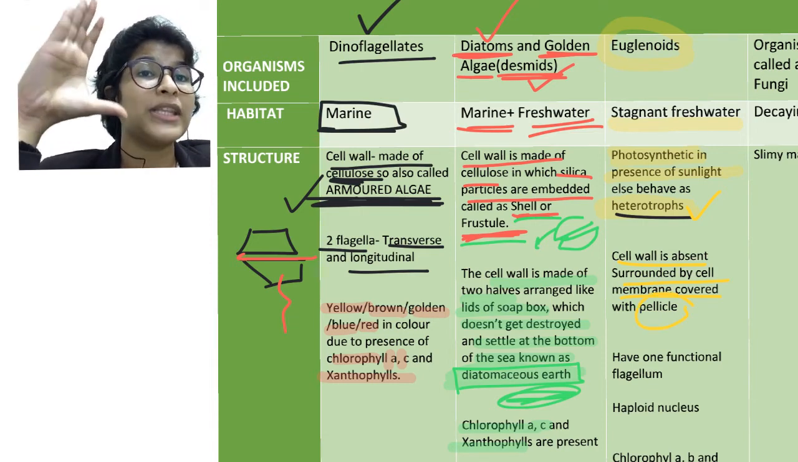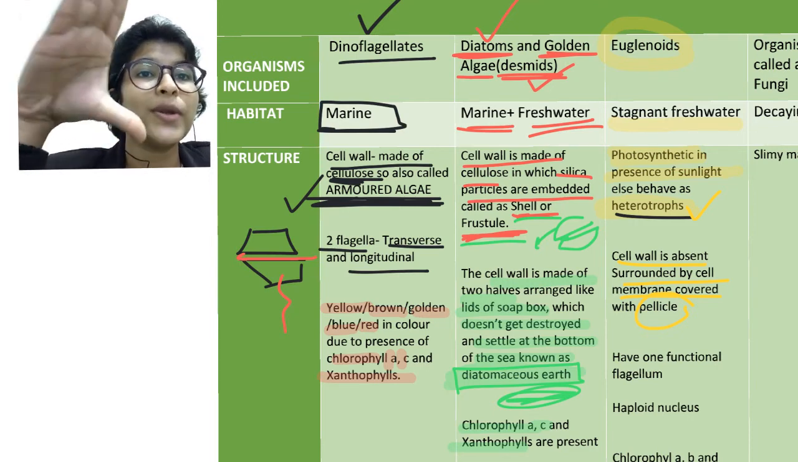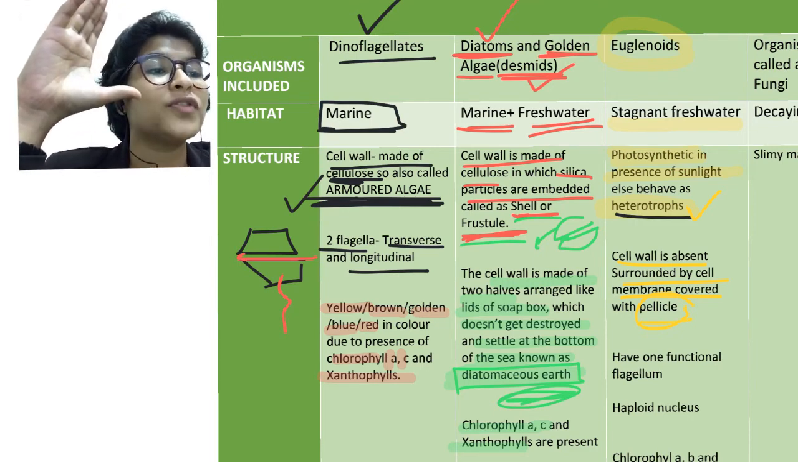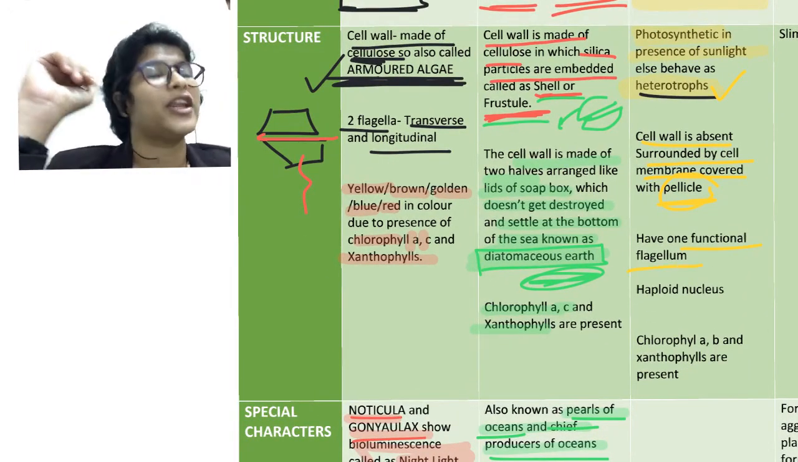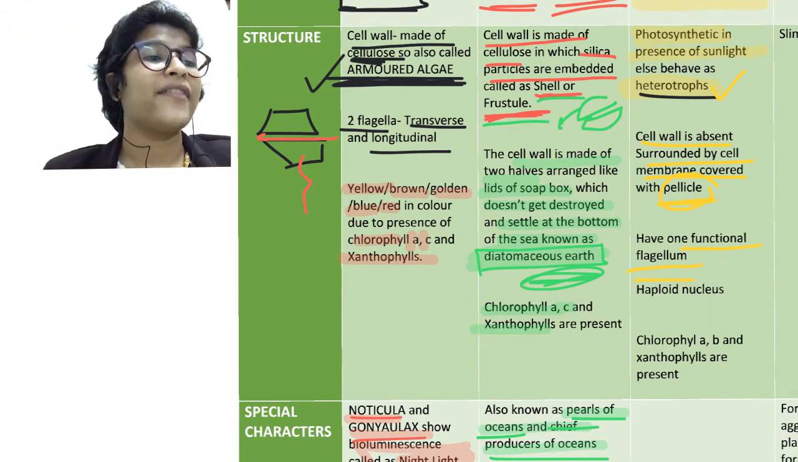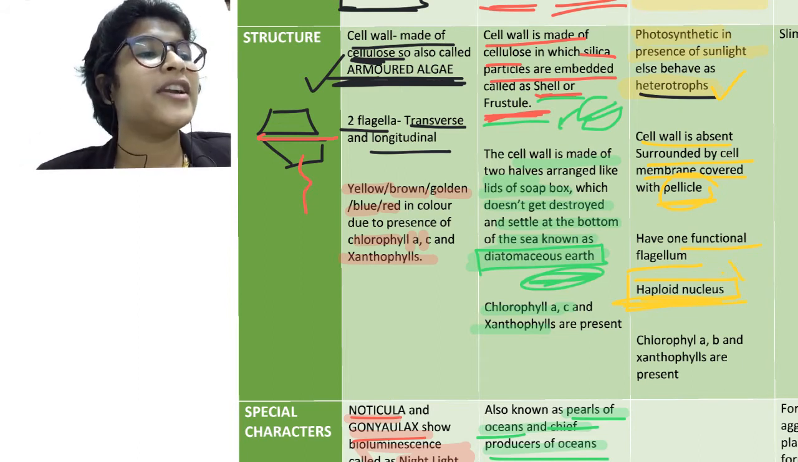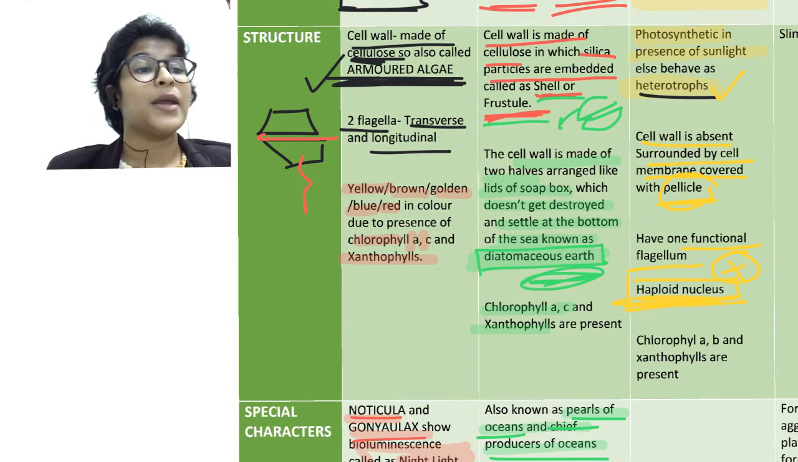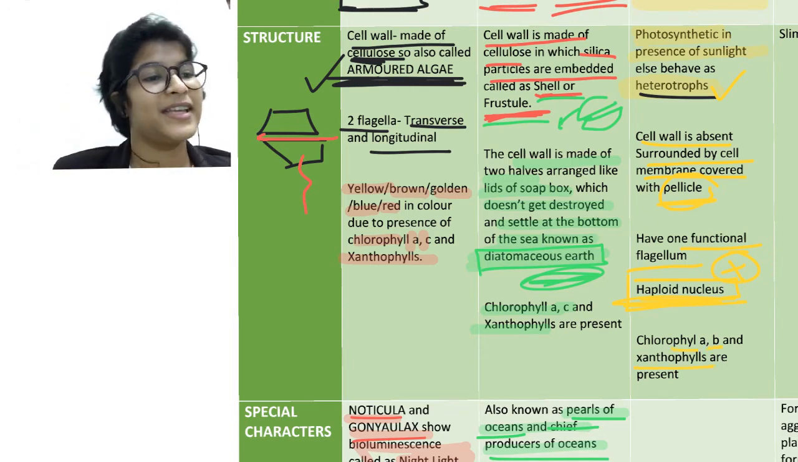Pellicle has a lot of proteins which help in mobility. Therefore, the euglenoids have the ability to move because of the pellicle. Now they have one functional flagellum, which also helps in locomotion, and they have an additional pair of haploid nucleus. They have the normal diploid nucleus and this is an additional part. Now they have chlorophyll A and chlorophyll B and xanthophylls.